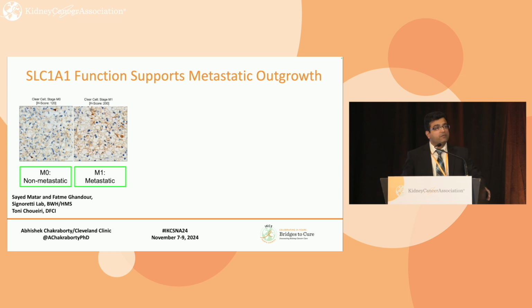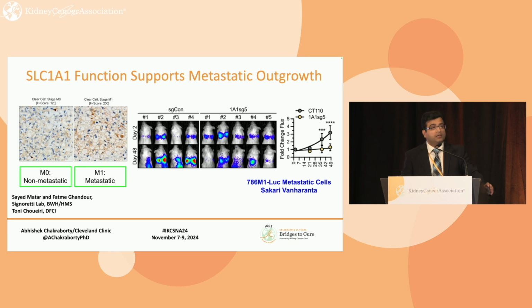What was also interesting was when Sabina Signoretti was helping us out with analyzing where SLC1A1 expression goes up in kidney cancer, she found that in ccRCCs, the metastatic tumors especially had higher levels of SLC1A1. So from a mouse model context, we used the 786M1 cells. These are classic models of metastatic proficient tumor lines that were developed in Joan Massagué's lab. And here again, we can see that if you inactivate SLC1A1, there is a measurable decrease in metastatic seeding and outgrowth.